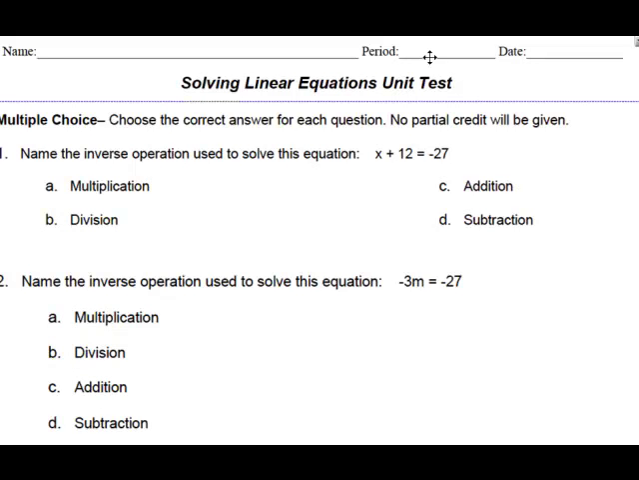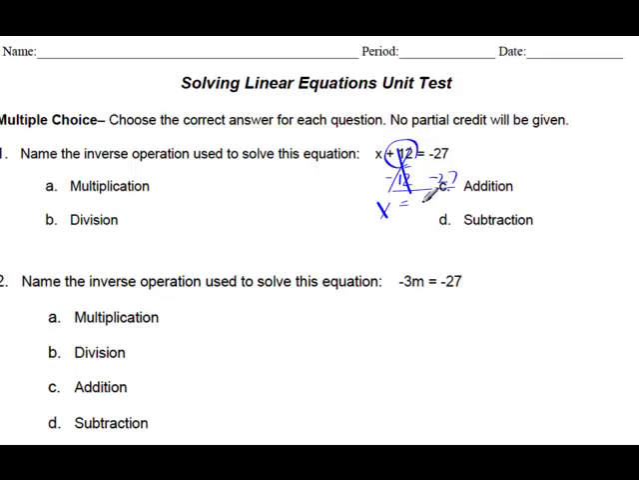Okay, so here's the video solutions for the practice test from today. First couple, we have some multiple choice questions. Name the inverse, opposite, operation used to solve this equation. So x plus 12 equals negative 27. We know we do the opposite of the positive 12, which is like subtraction. So that would actually be negative 54, right?